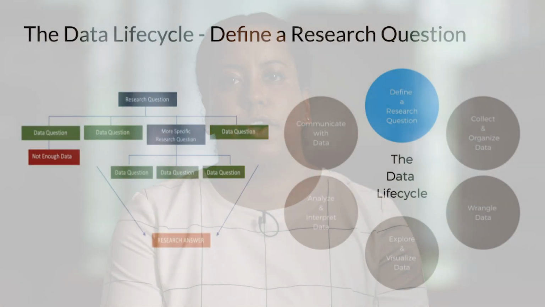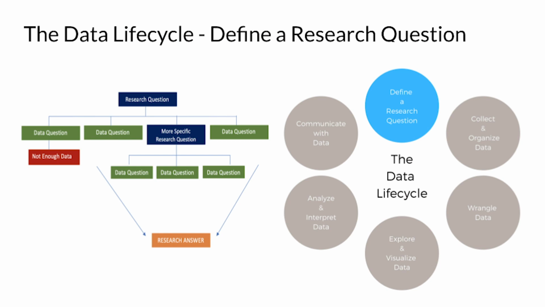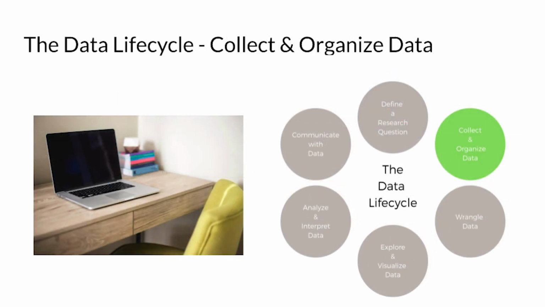In our data lifecycle, there are 6 steps. We start with defining a relevant, feasible, and open-ended research question. We collect or source data to help answer that question and prepare ourselves to begin exploring and analyzing the data by getting our project files organized.